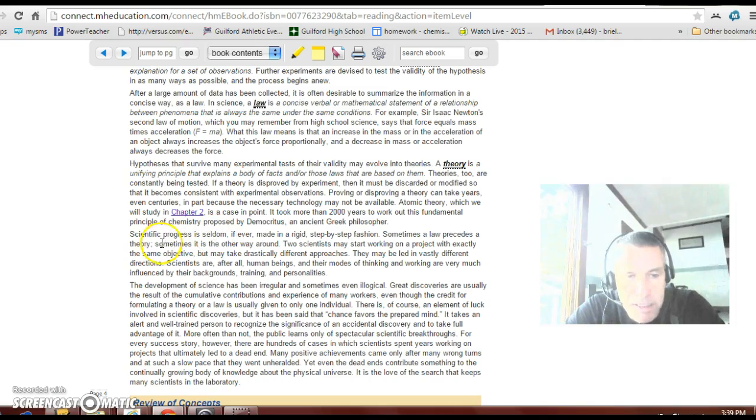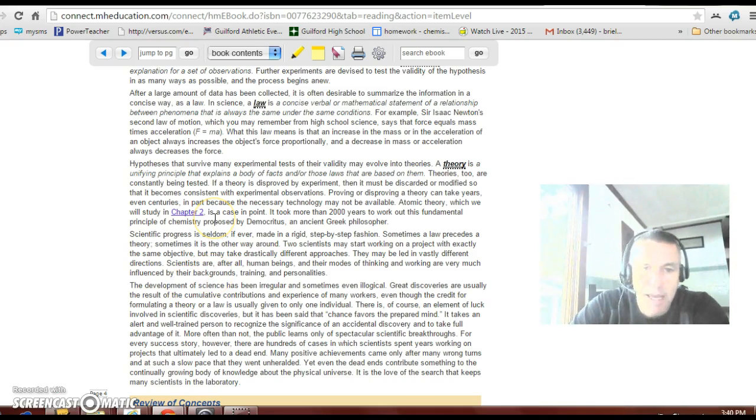Scientific progress is seldom, if ever, made in a rigid step-by-step fashion. Sometimes a law precedes a theory, sometimes it is the other way around. I think that's true. Two scientists may start working on a project with exactly the same objective, but may take drastically different approaches, and that's fine. They may be led in vastly different directions. Scientists, after all, are human beings. Yay! And their modes of thinking and working are very much influenced by their background, training, and personalities.